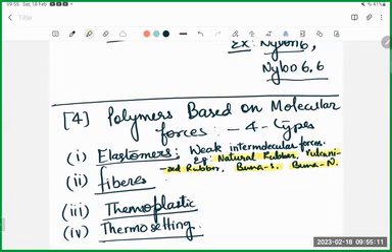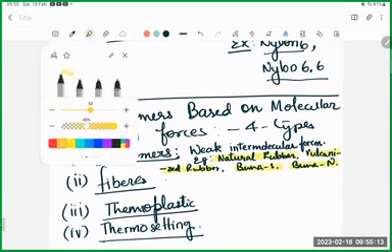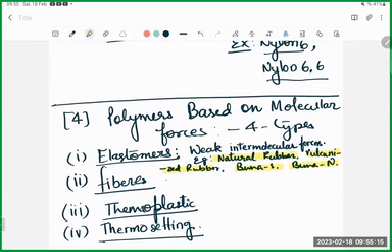So basically they have weak interaction, and these weak intermolecular forces make them very elastic. They will be very flexible, or rubber-like in nature, and you can assume the characteristics. So why do they have this elasticity? Because their constituents are held together by weak intermolecular forces of attraction.